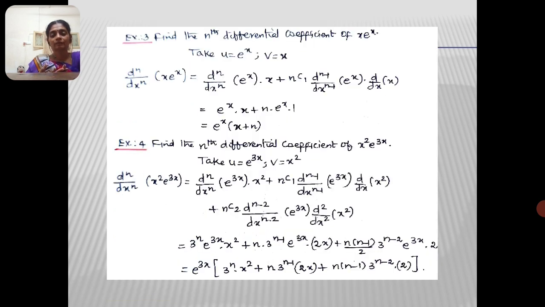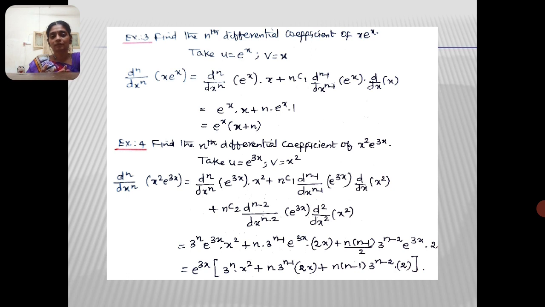The third example, we have to find out the nth differential coefficient of x e power x. Here we have to take u as e power x, v as x. So nth derivative of x e power x equal to nth derivative of e power x into x plus nc1 n minus 1 derivative of e power x into d of x. So successive derivatives of x will be 0. So we have to stop up to this term. So the answer will be e power x into x plus n into e power x into 1. So the e power x is common, we take outside, so e power x into x plus n.